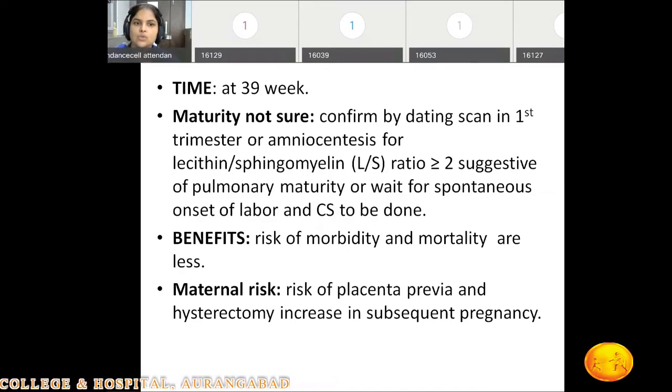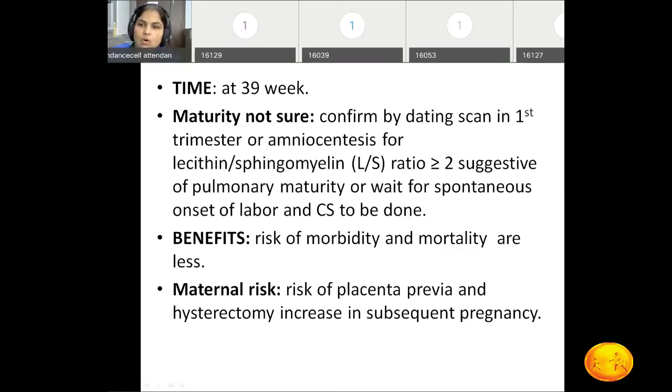But sometimes, if there are doubts about maturity and it is not sure, then what do we do? Then you confirm by dating scan. That is the first scan, which was done in the first trimester. According to that, you take the EDD and we can calculate 39 weeks from then, and we can do it any time between 39 and 40 weeks.